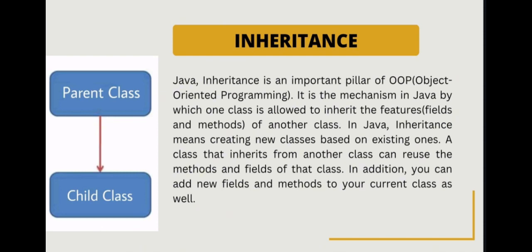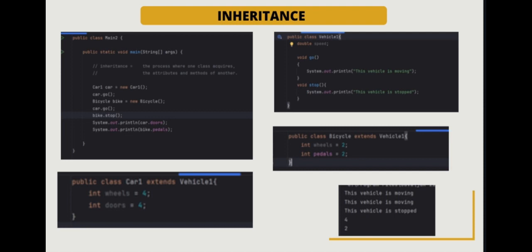In Java, inheritance means creating new classes based on existing ones. A class that inherits from another class can reuse the methods and fields of that class. In addition, you can add new fields and methods to your current class as well. We have parent class, child class, as we can see in that picture.